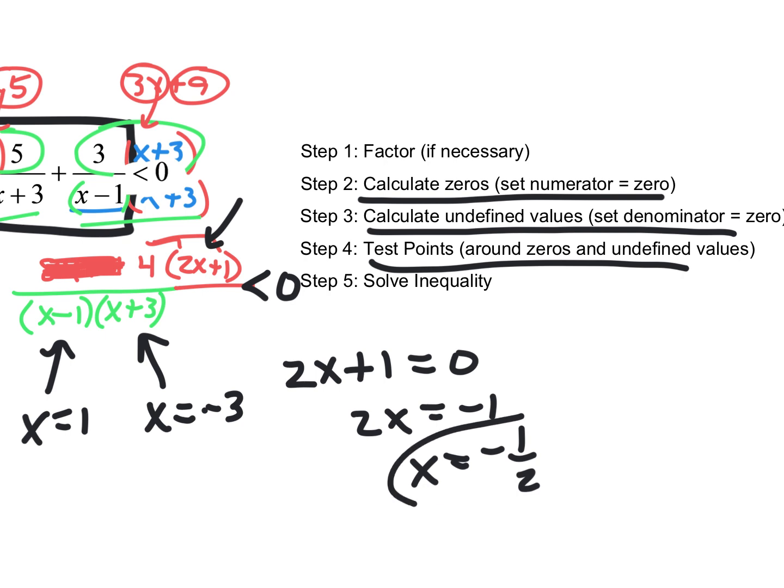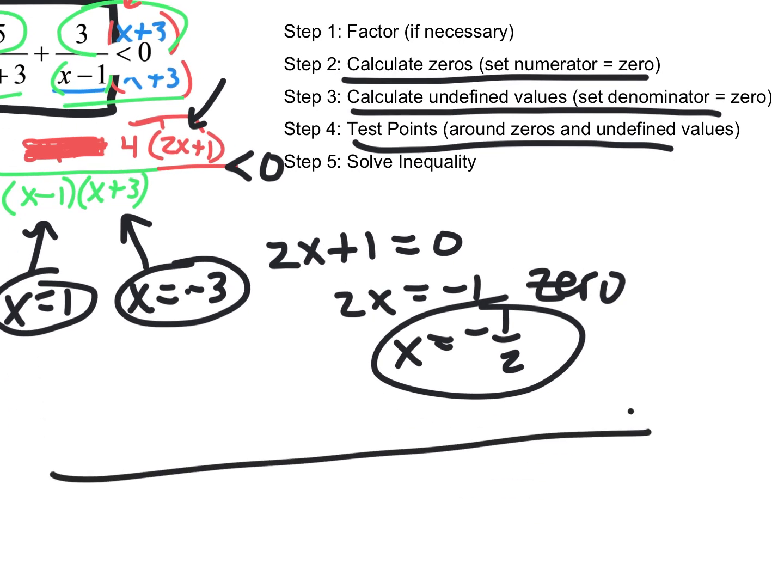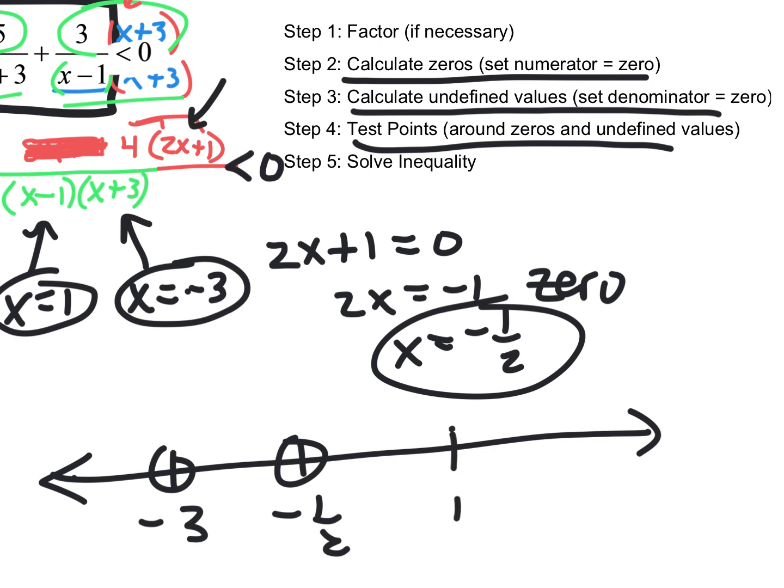So these are my 3 key points, but that one is a 0, as in it makes the equation 0, and that's important. And this just makes the equation die, and so does that. But if I put them all on a number line, here is negative 3, here is negative 1/2, and here is 1. And the negative 1/2 made it 0. These two make it undefined, and none of those work. Because if it's undefined, it killed the function, and that won't make it less than 0.